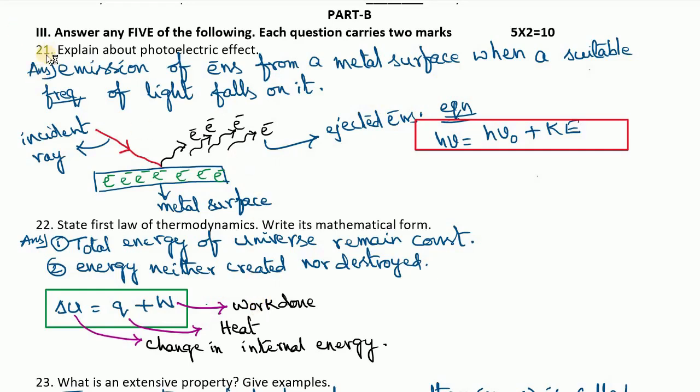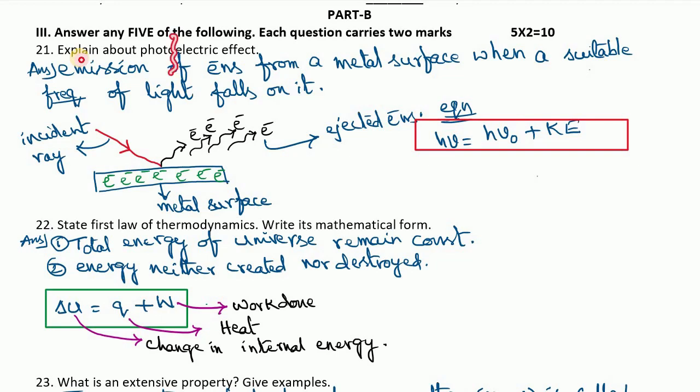All right. So, let us go to the 21st question here. Explain about photoelectric effect. Emission of electrons from a metal surface when a suitable frequency of light hits on it. So this is a metal surface. Here incident light is falling on the metal surface. So what happens? The electrons near the surface will emit. These are emitting from the metal surface. That's why this whole experiment is called photoelectric effect.